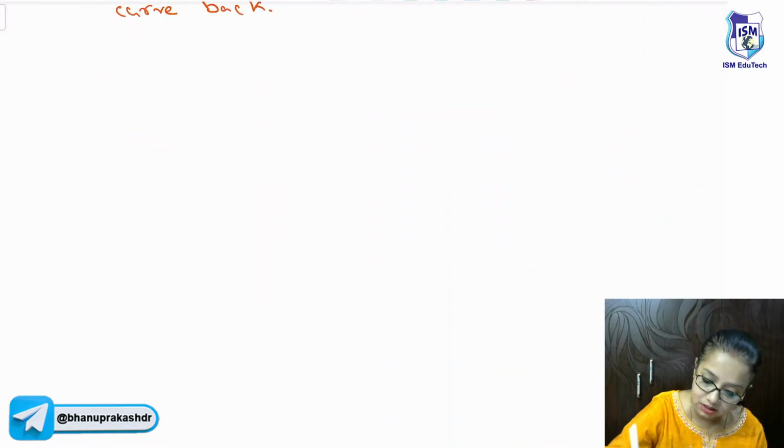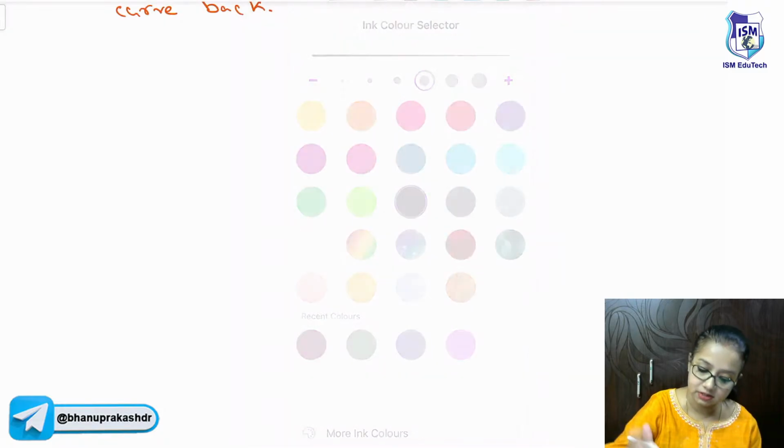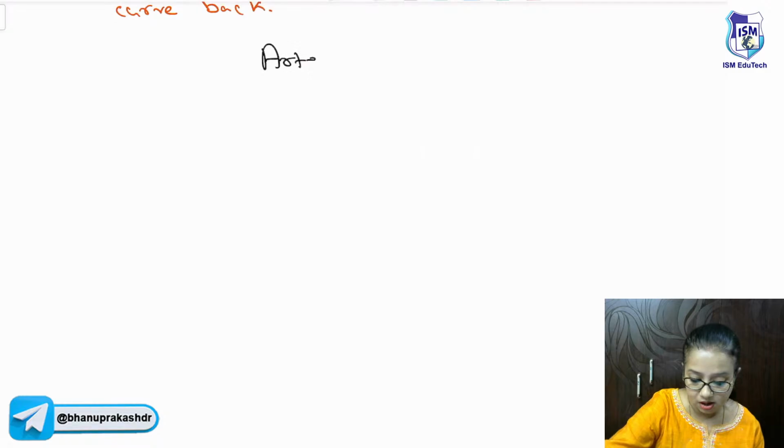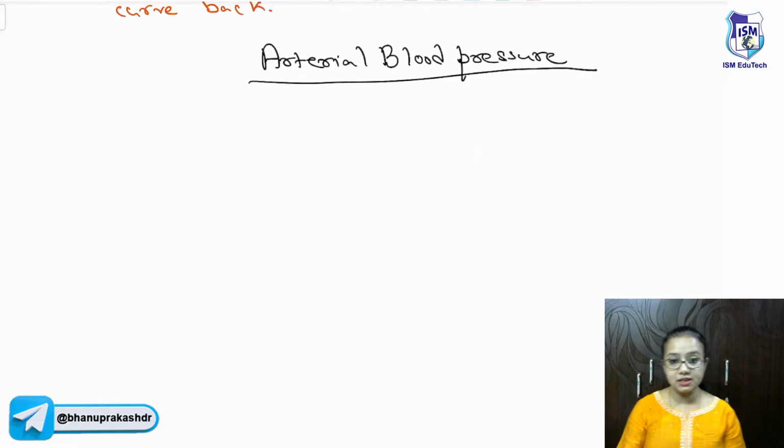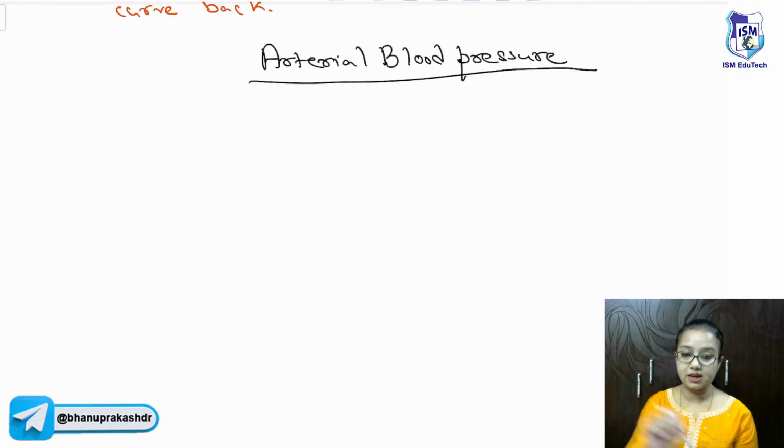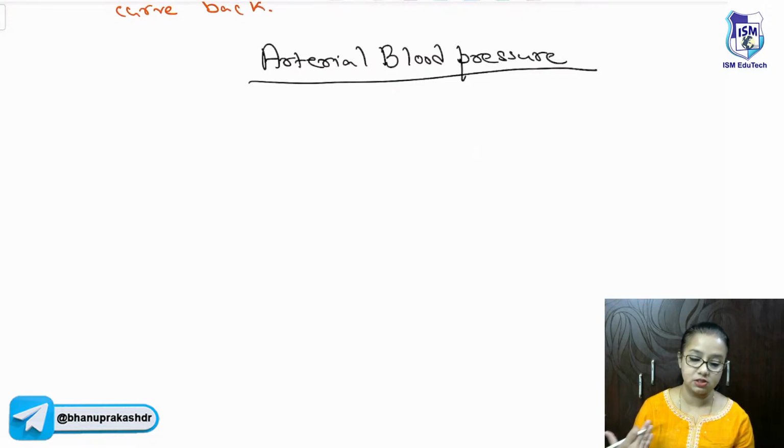Now, moving on to the arterial blood pressure. We know that the arteries, the blood vessels in our body, are in parallel orientation, right? Some are in series, but mostly it is in parallel orientation. The branches of the aorta that branch out and supply each and every system lie in parallel orientation. And the blood is flowing through them.